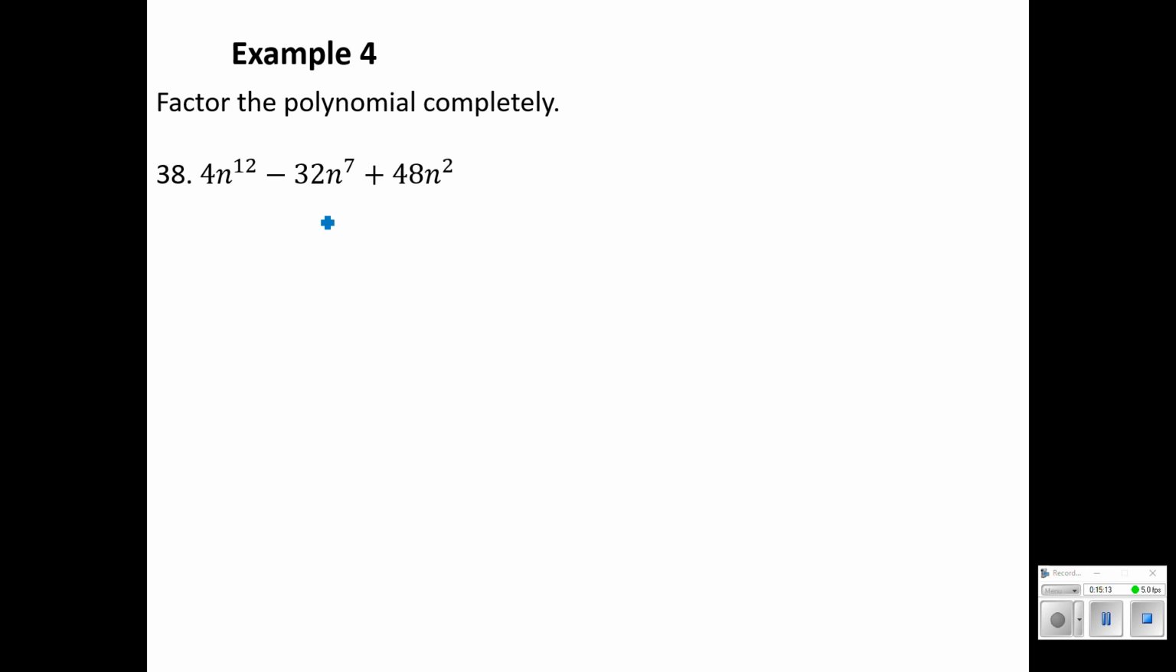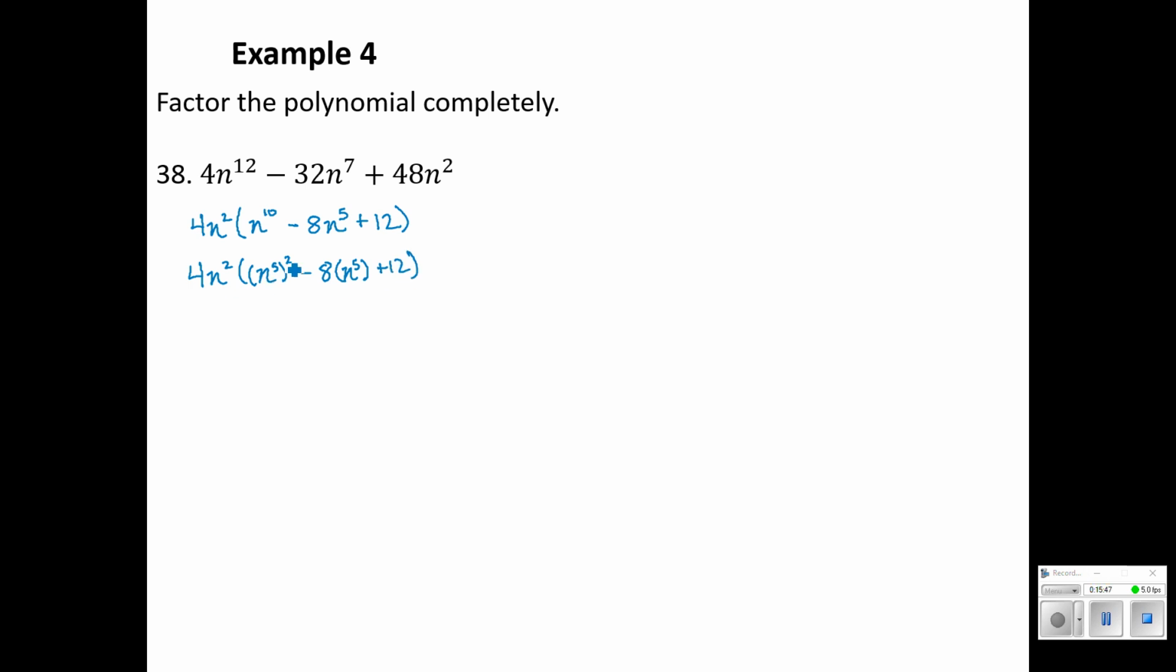Okay, example 4. Let's see, greatest common factor. I can take 4n squared out of everything. Then I'm left with n to the 10th minus 8n to the 5th plus 12. And I can think of that, it looks kind of like a trinomial. So this first thing is really n to the 5th squared minus 8 times that same n to the 5th plus 12.